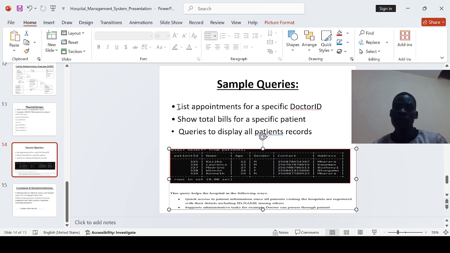We have some of the queries like list appointments for a specific doctor ID. This one helps us to assign or schedule doctors according to their time. The total bills query shows total bills for a specific patient. This one helps us to know how much a patient should pay before discharge.